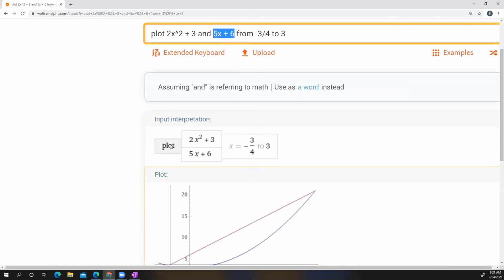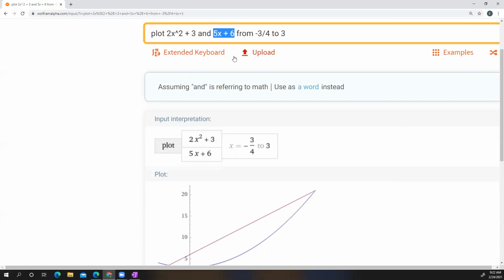And of course, you can do the algebra to verify that. So you would just set 2x squared plus 3 equal to 5x plus 6, and then solve this quadratic equation by factoring maybe, or you could complete the square if you can't factor, or you could use the quadratic formula. Any one of those methods should work.